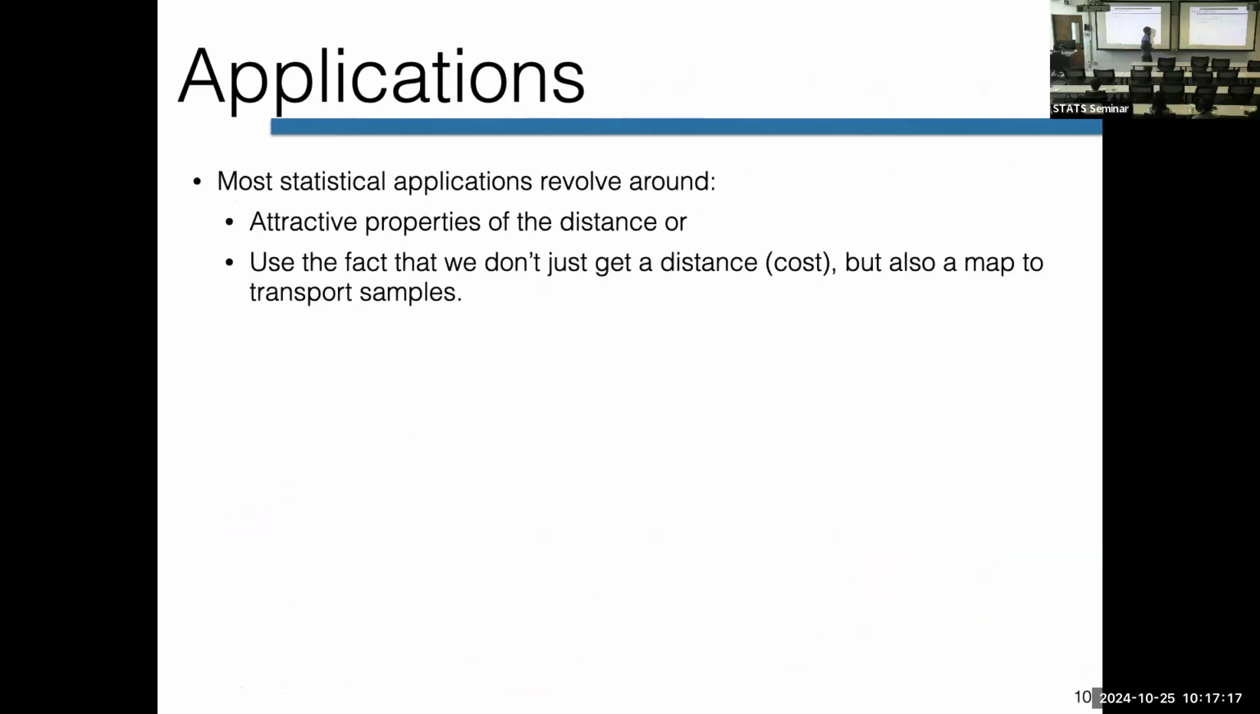Okay, so as a result of the fact that this is a nice distance, there are many statistical applications of the optimal transport framework, and they all revolve in some ways around either attractive properties of the Wasserstein distance, or they rely heavily on this nice fact that we don't just get a distance, you also get a map to transport samples from one distribution to another, right?